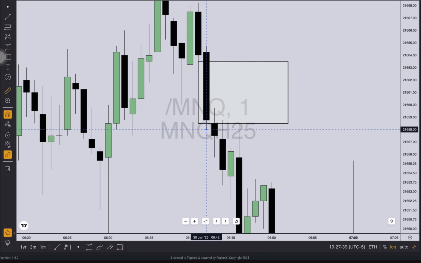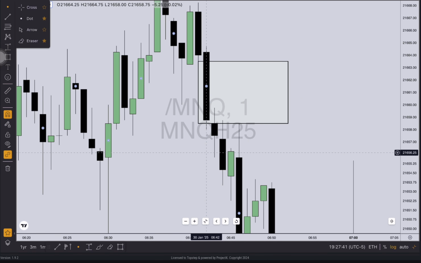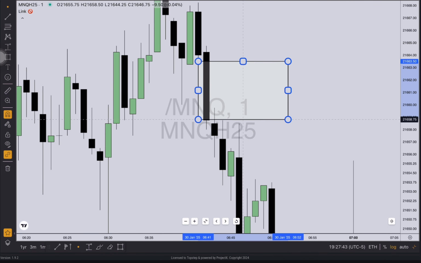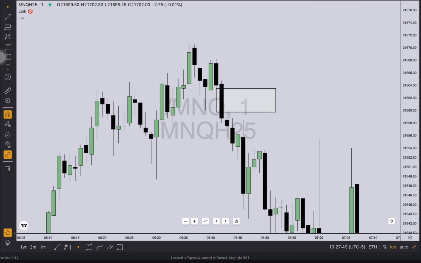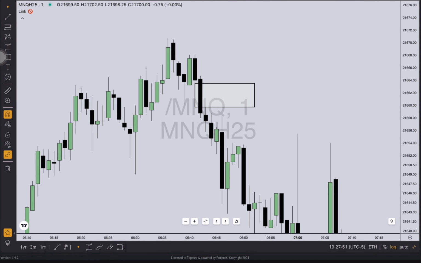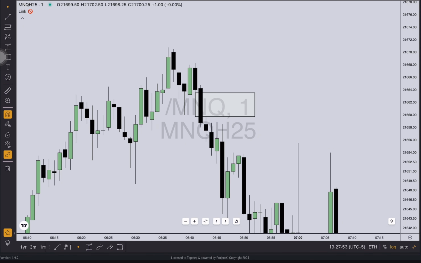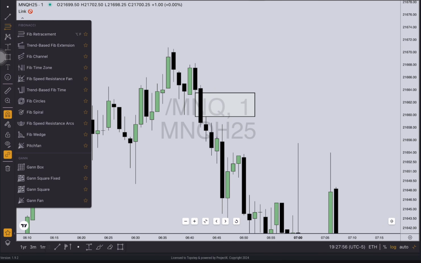Didn't it tap into the fair value gap? Now, if you had the fair value gap drawn like this, you would have never been tapped in for your short. You would have been like, yes, I'm looking for a reversal trade. I want to enter some shorts. You would have done something like this.